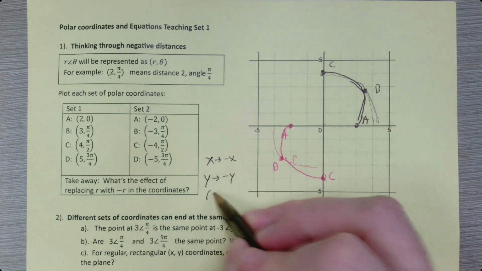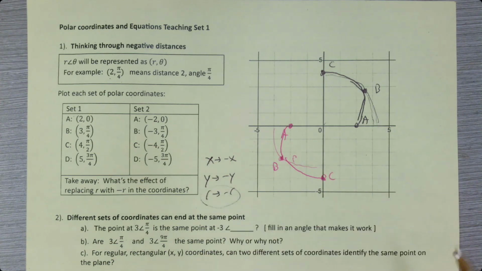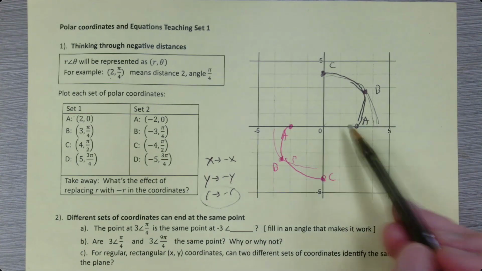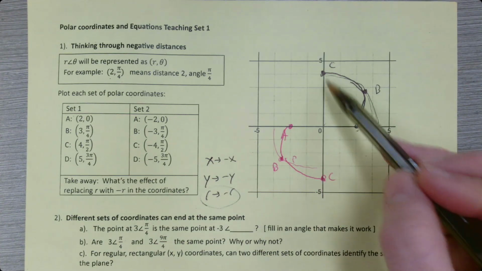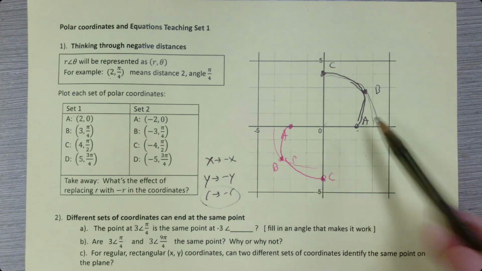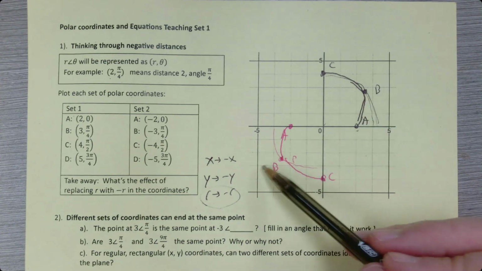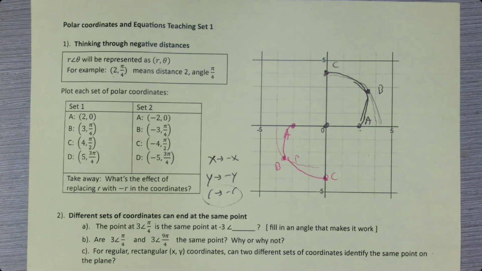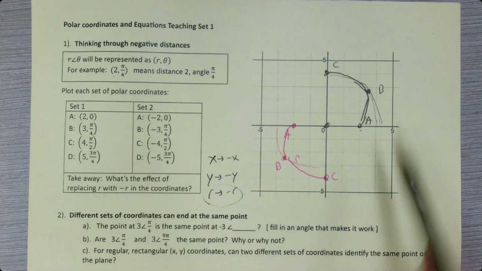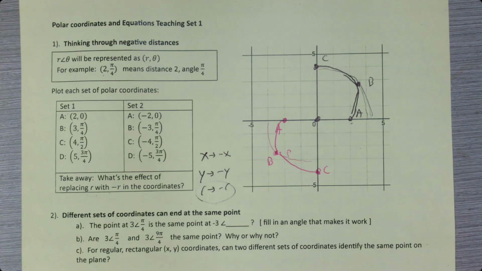So if we want to think about this as a reflection, how is it really reflecting? Well, A looks like it's reflecting horizontally. C looks like it's reflecting vertically. B looks like it's reflecting kind of diagonally. But what they all have in common is they're reflecting across the origin. So I think a great way of thinking about this is as a reflection across the origin.